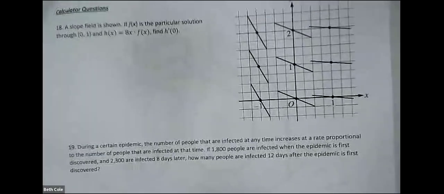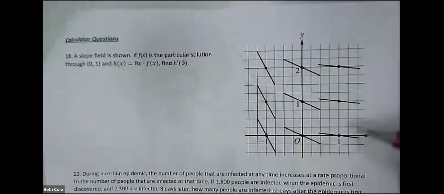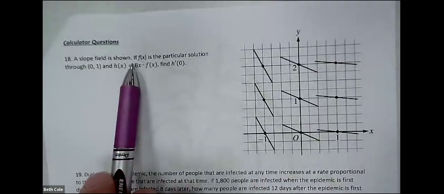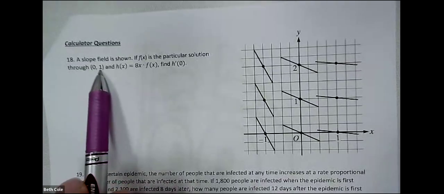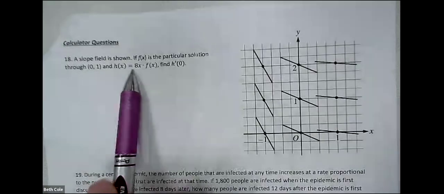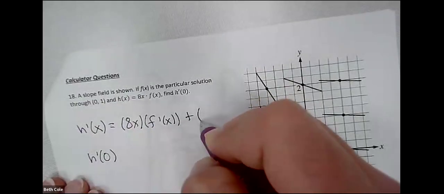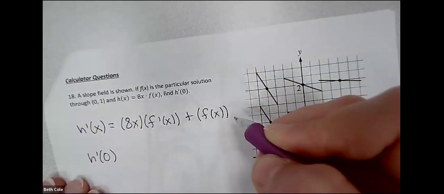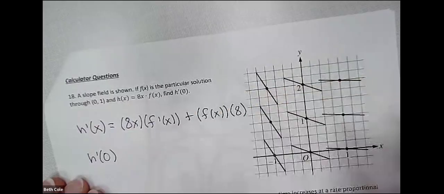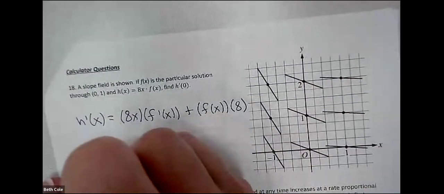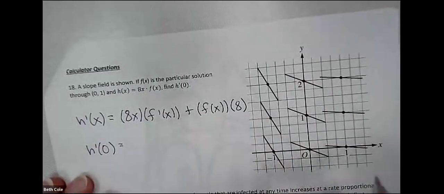All right, and then here are our calculator questions. So we're given this slope field. We want the particular solution through 0, 1. That's our initial condition. H of x equals this thing. Find h prime of 0. So we're going to find h prime of x, and then we're going to plug in 0. This is a product rule. We're going to have the first thing times derivative of the second plus second function times derivative of the first, and then derivative of 8x is just 8. And then we're going to use this slope field to start plugging things in.